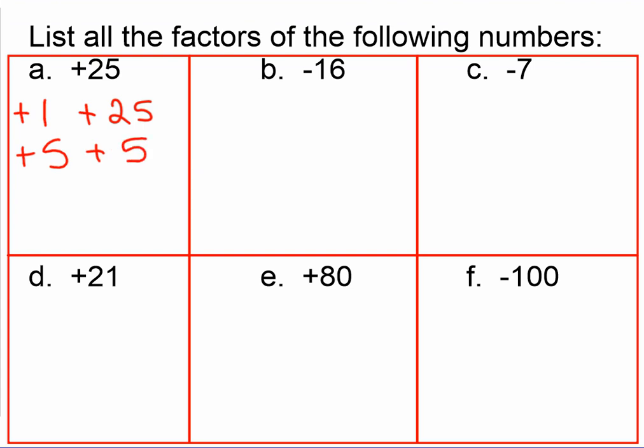Now, if I can use the positives, I can also use the negatives. -1 and -25, -5 and -5. Those all multiply to create +25.